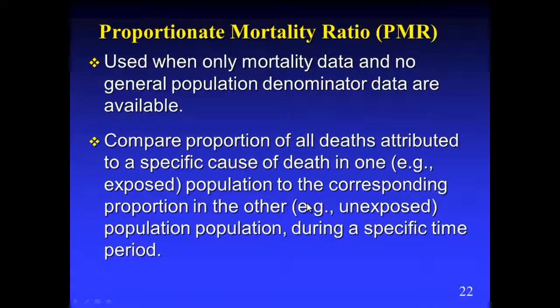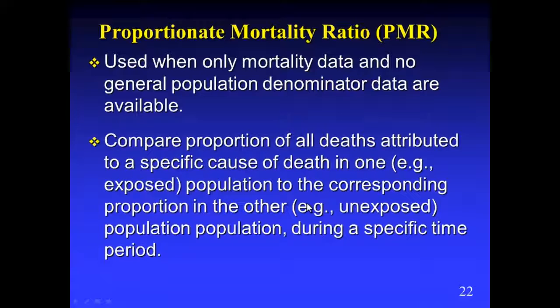Okay, another ratio that we sometimes use is the proportionate mortality ratio. So this is mainly used when we only have mortality data. So we may have mortality data, say, in two populations, but we don't have anything on the general population.